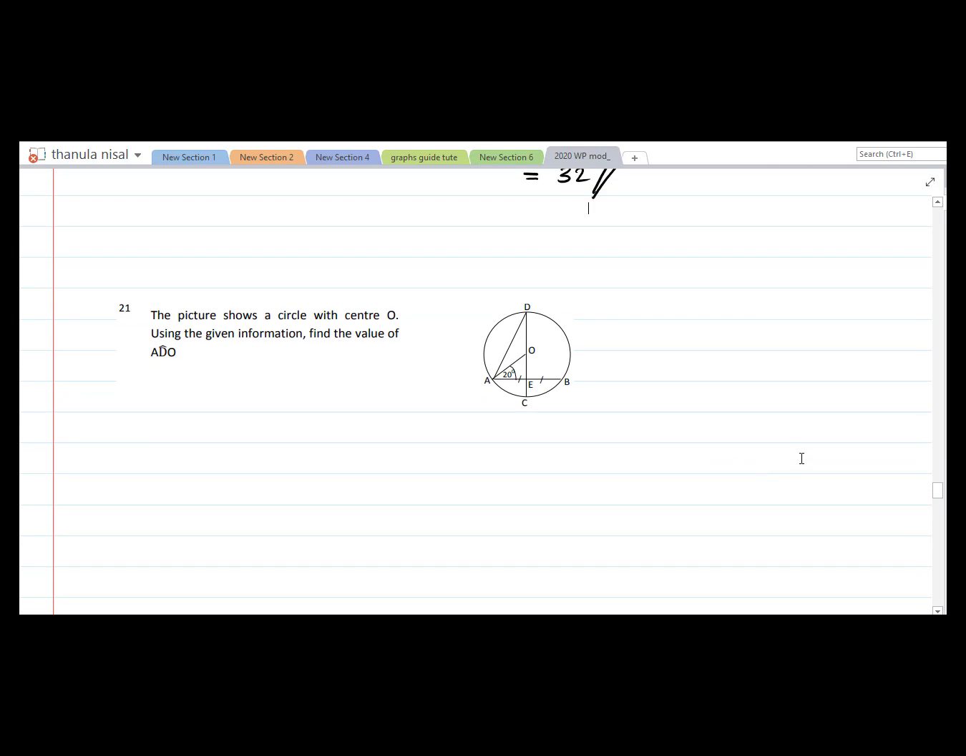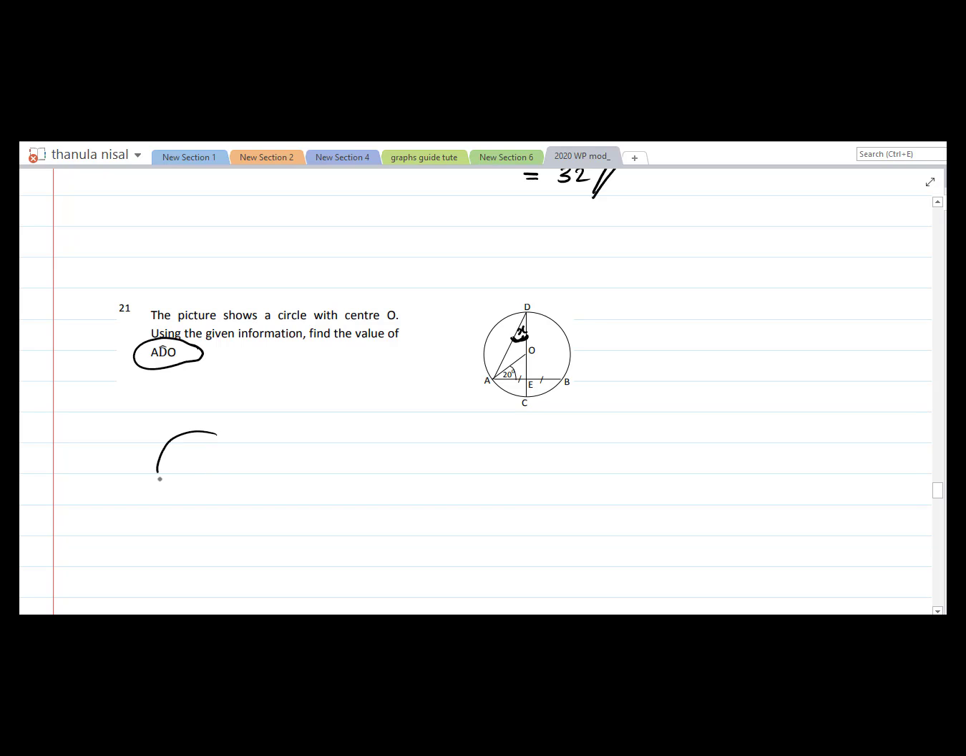They have given some information inside a circle. The picture shows a circle with center O. Using the given information, we want to find out the value of ADO. What is ADO? We want to calculate this value. Let's give a name as x. We want to find x. Is there any relationship? Yeah.